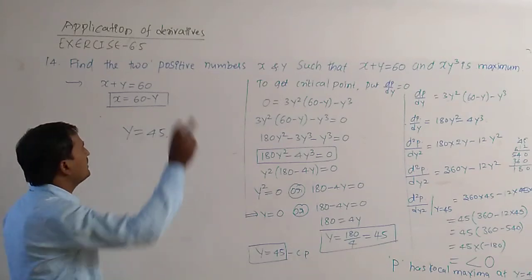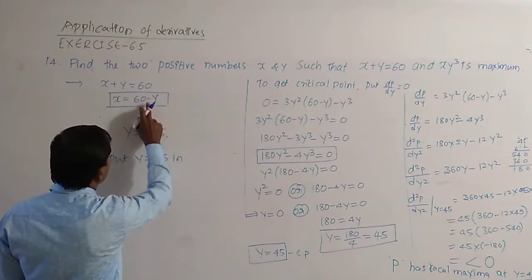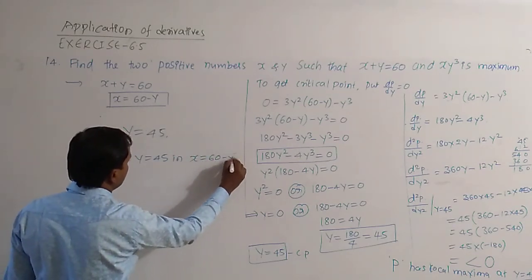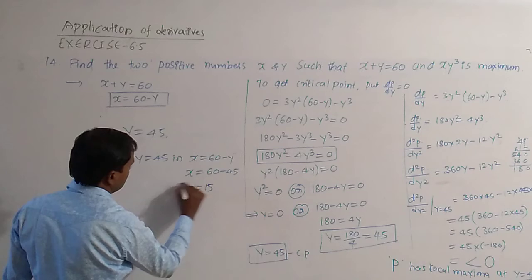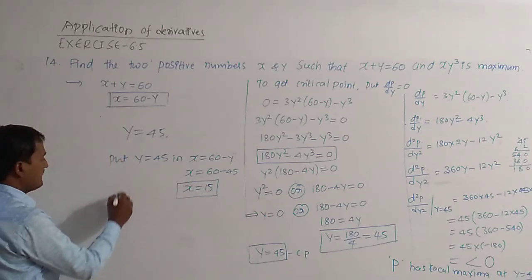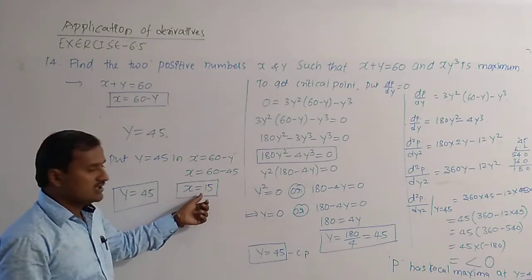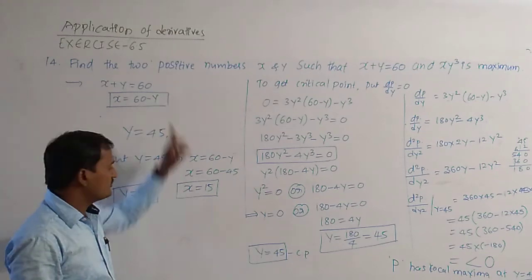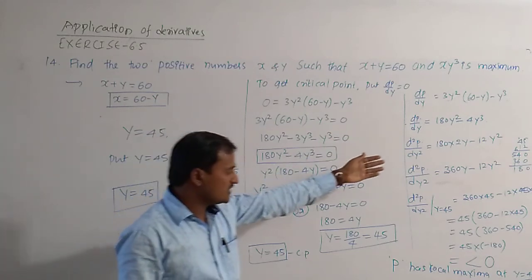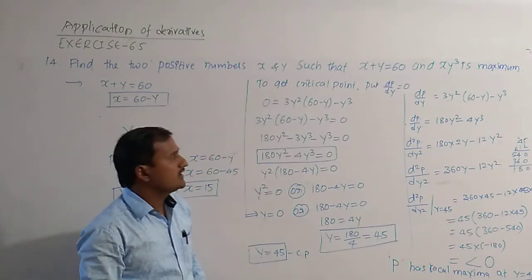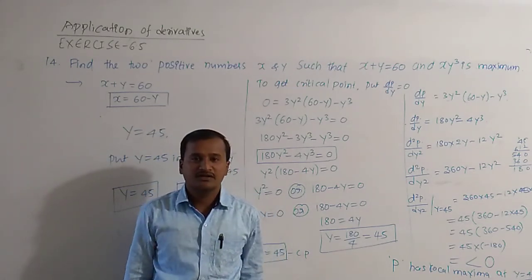Now we want the value of x, so put y equal to 45 in this equation, x equal to 60 minus y. Therefore x equal to 60 minus 45. So clearly the value of x is 15 and the value of y is 45. Here we should observe the sum of these two is 60 and the product of these two is maximum. We have checked this by using the second derivative test, right? So up to this, and the remaining problems, we will continue in the next class. Thank you.